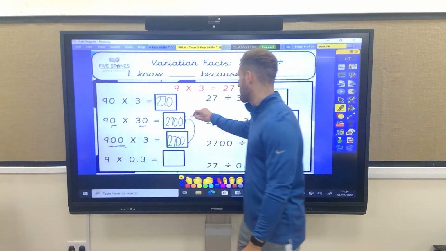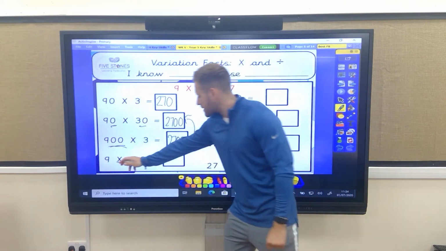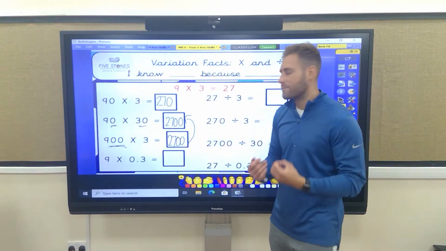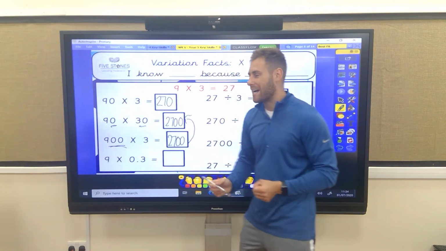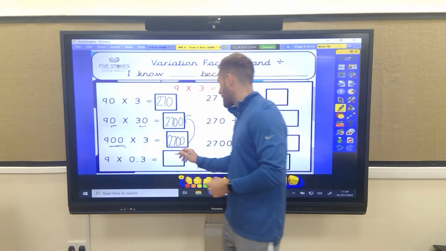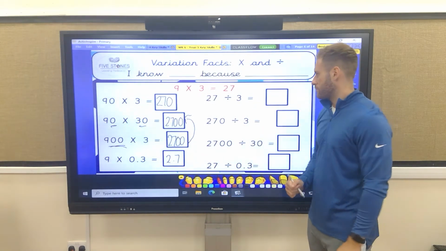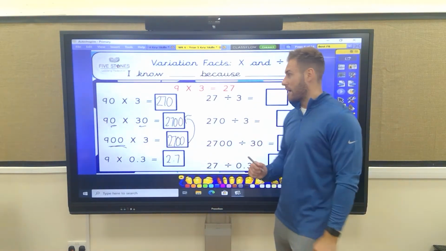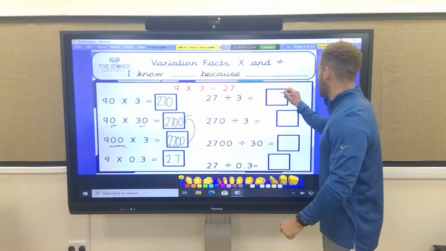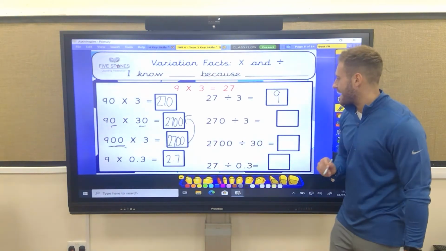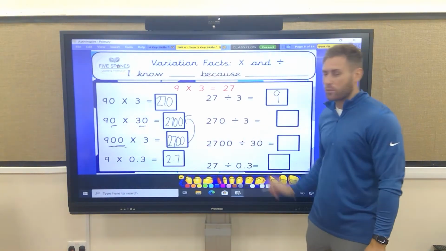This time, we're multiplying by a number 10 times less, meaning that our 27 will actually be the value of 10 times less, which will be 2.7. Then we've got 27 divided by 3, just the inverse there. We can go and find 9 there. Then we can use this fact to help us with others.